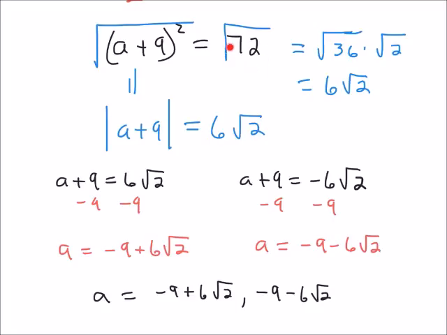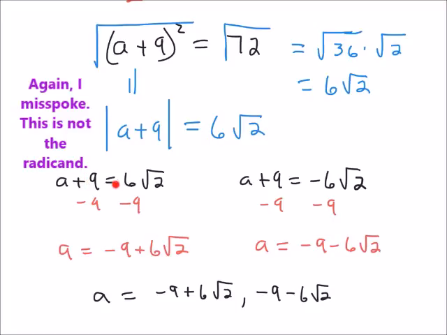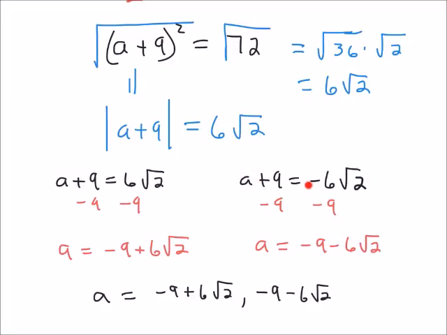Now this 72, as we have seen before, simplifies out to be 6 square roots of 2. And so now we take the radicand out, set it equal to the positive of the evaluated value. We take the radicand out and set it equal to the negative of the evaluated value. And we get our two solutions right down here.